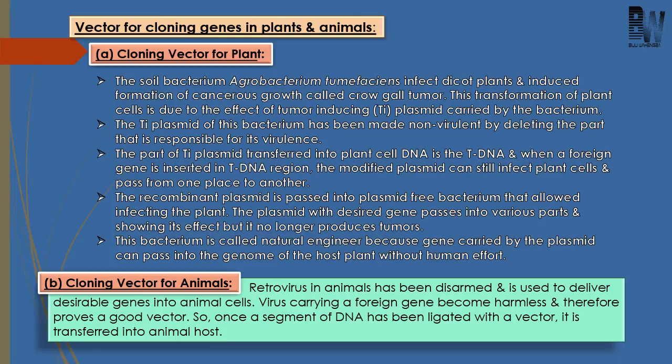Next, cloning vector for animals. We know that animals, including we human beings, are infected by retrovirus. Here, what can we do? This retrovirus can be disarmed. That means we can cut the gene responsible for the disease, and in that particular region we can insert the desired DNA, and it can be used as a vector to transfer the desired gene into animal cells.